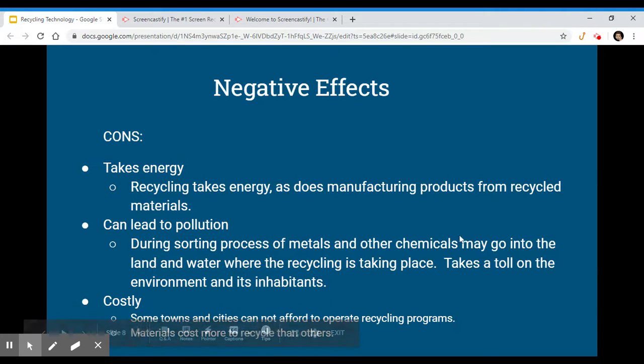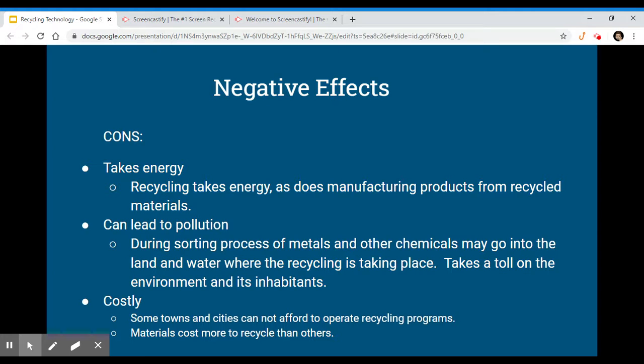And these are negative effects of the technology in recycling. These are cons: takes energy. Recycling takes energy, as does manufacturing products from recycled materials. Secondly, it can lead to pollution. During the sorting process, metals and other chemicals may go into the land and water where the recycling is taking place. It also takes a toll on the environment and its inhabitants.